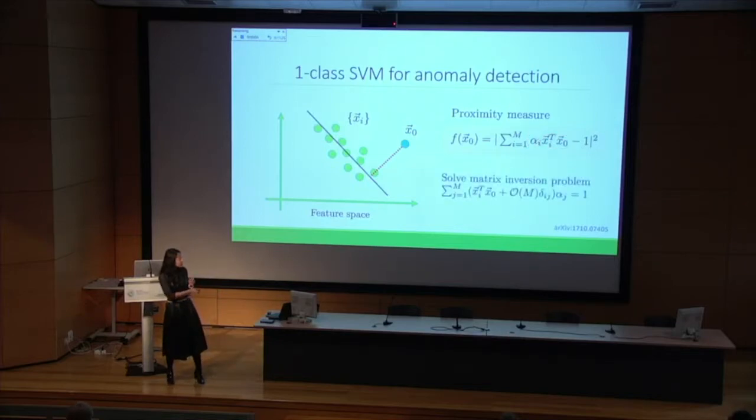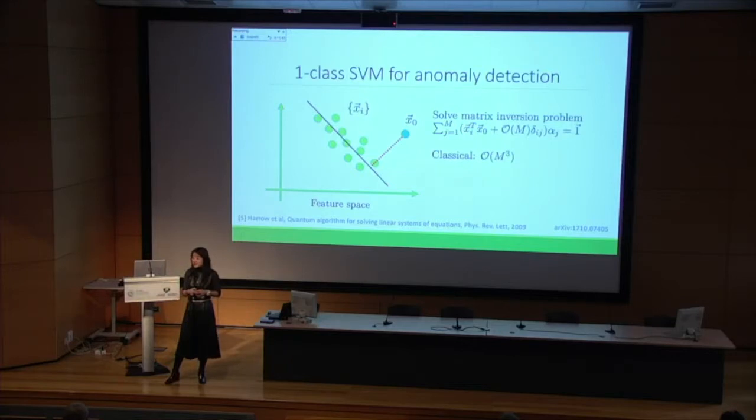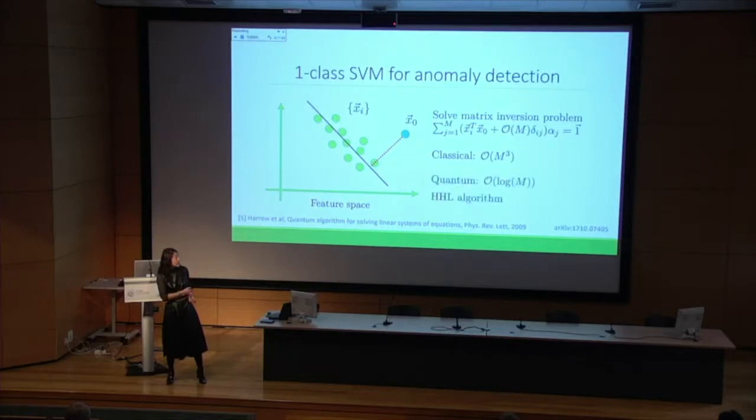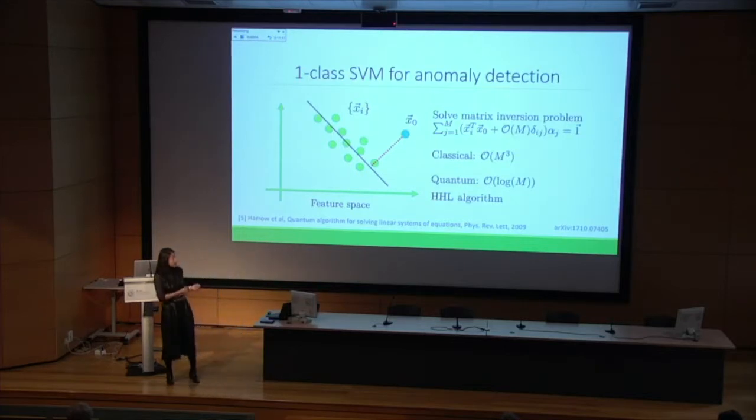And then how do we solve this? Really, our Lagrange multipliers are the only unknowns, and solving for them involves a matrix inversion problem. And here we have another clue. Classically, matrix inversion is polynomial in M, the number of training data. But we know in the quantum case we can have an improvement for solving matrix inversion problems. So that's clue number two.